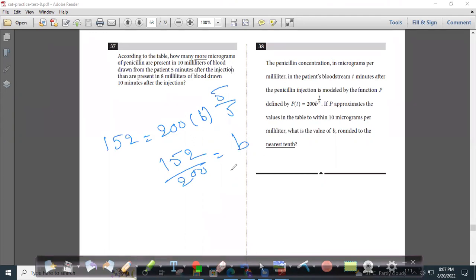So 152 divided by 200 is equivalent to 0.76. But the answer should be rounded off to the nearest tenth. So the nearest tenth of this is 0.8. So the answer is 0.8. Simple question, but very few students solve this. Very few students. Very good.